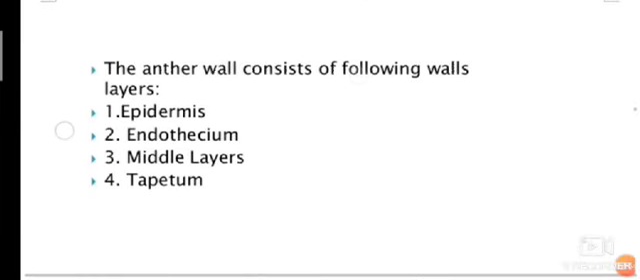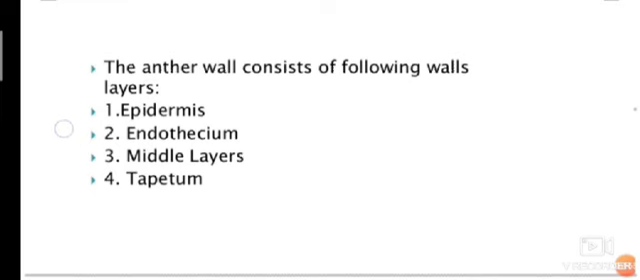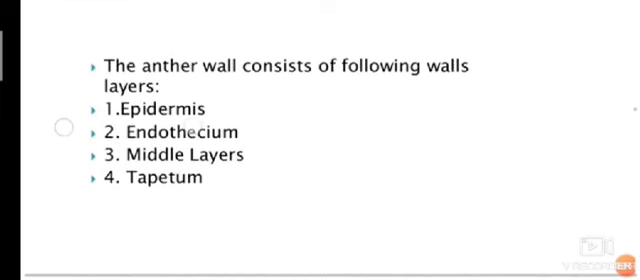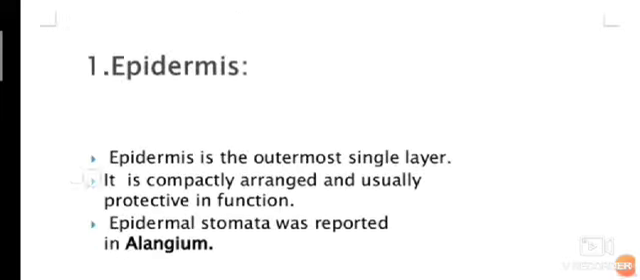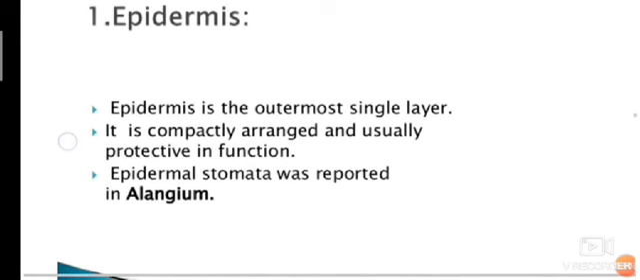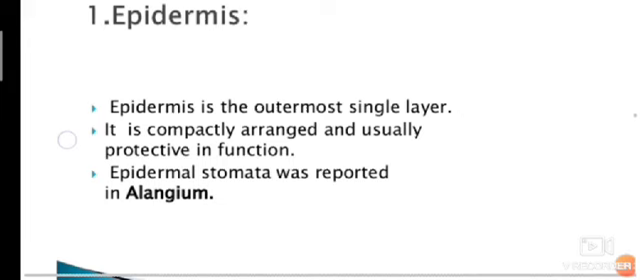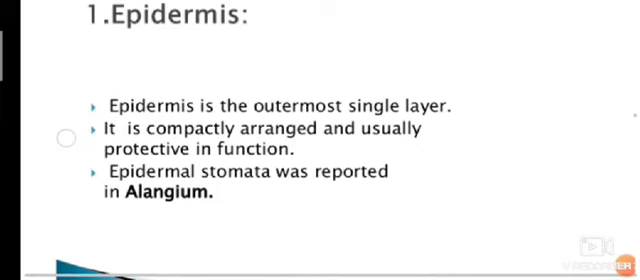The anther wall consists of the following wall layers: epidermis, endothecium, middle layers, and tapetum. Epidermis. Epidermis is the outermost single layer. It is compactly arranged and usually protective in function. Epidermal stomata were reported in Alangium.